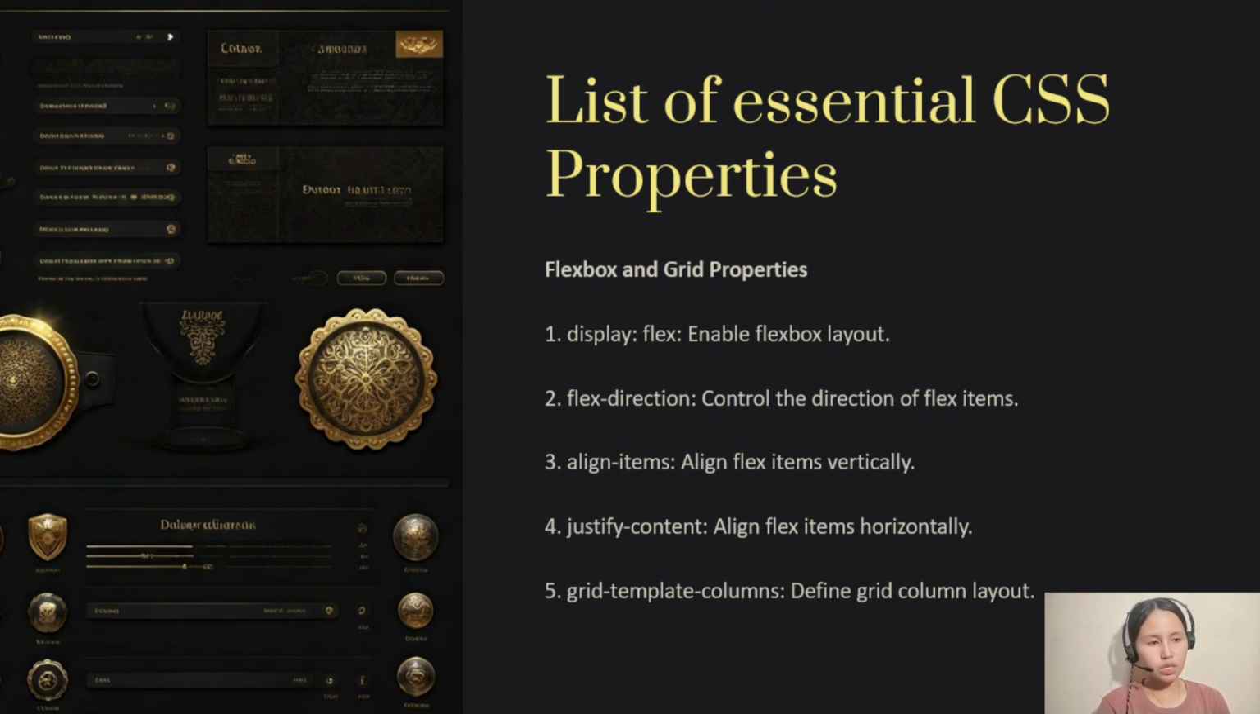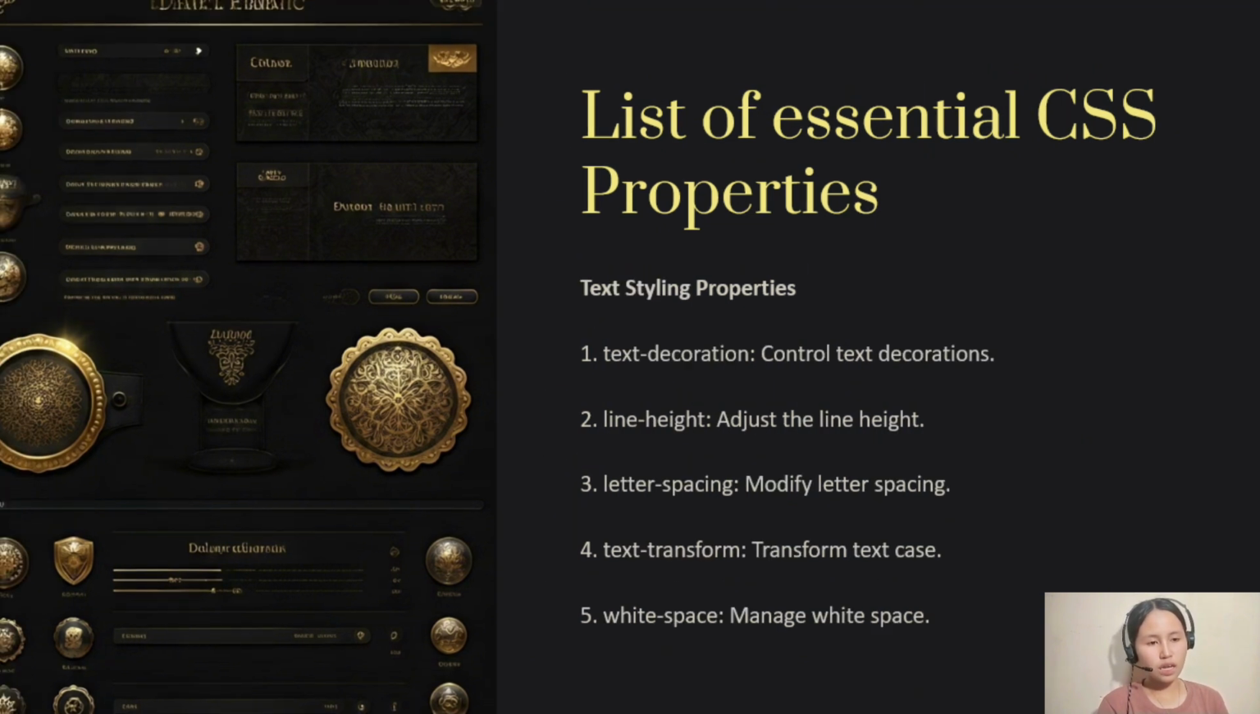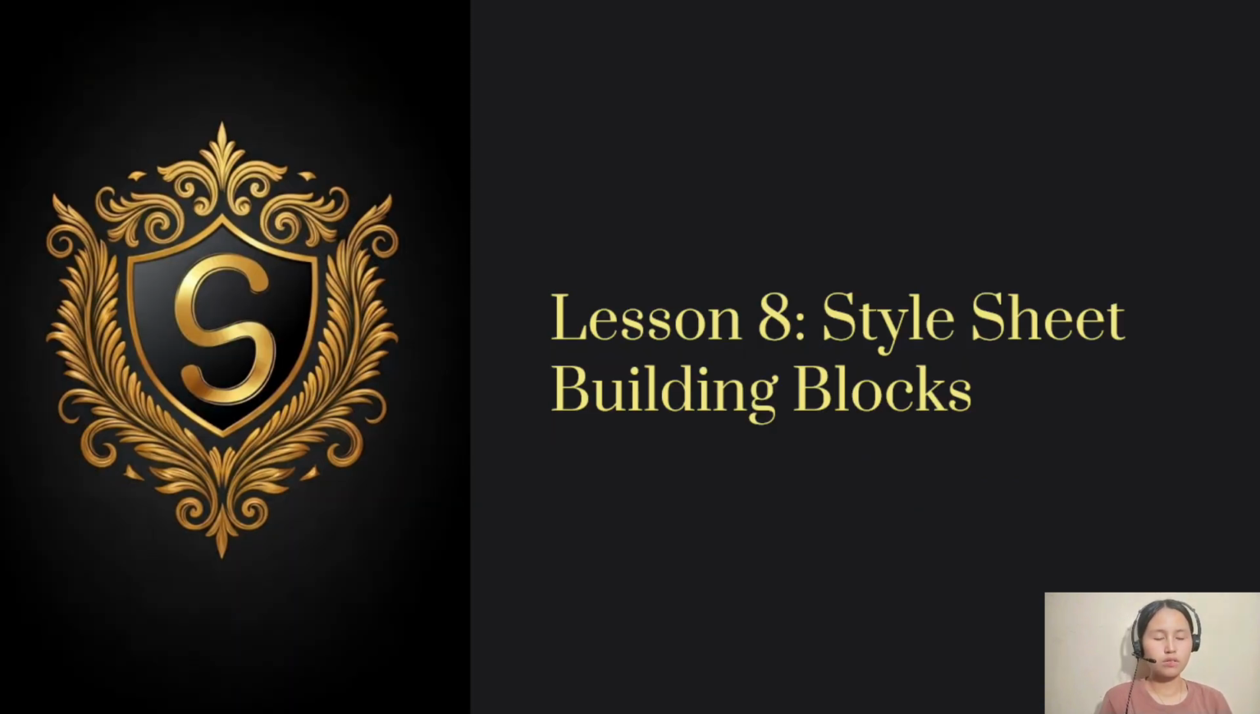Then the sixth is text styling properties. The first one is text decoration, which controls text decorations, the second one is line height, which adjusts the line height, and the third one is letter spacing, which modifies letter spacing. The fourth one is text transform, which transforms text case, and the fifth one is white space, which manages white space.